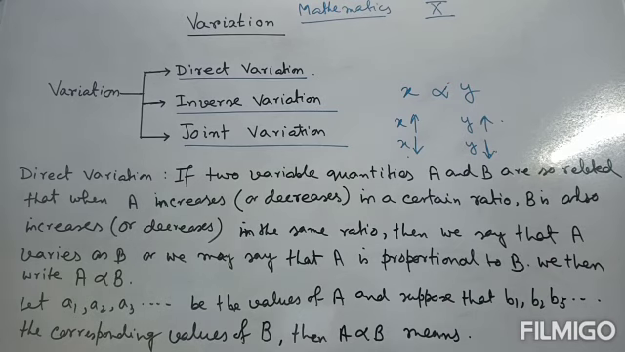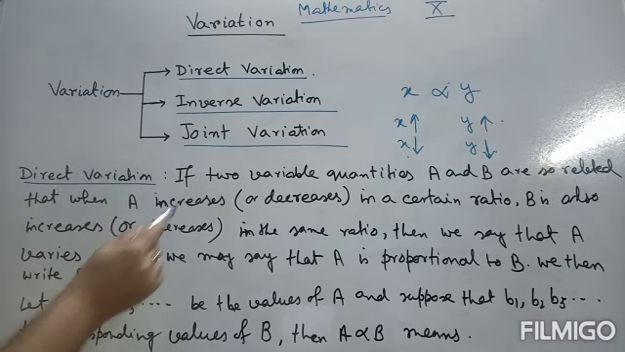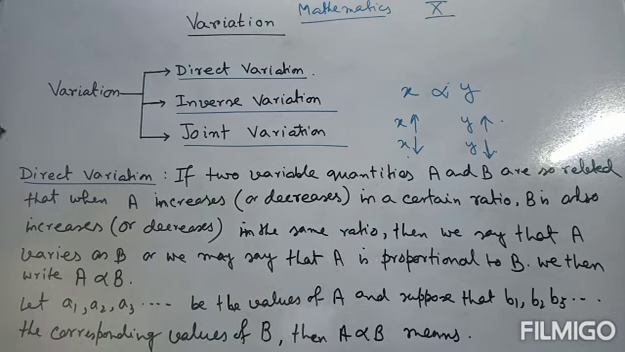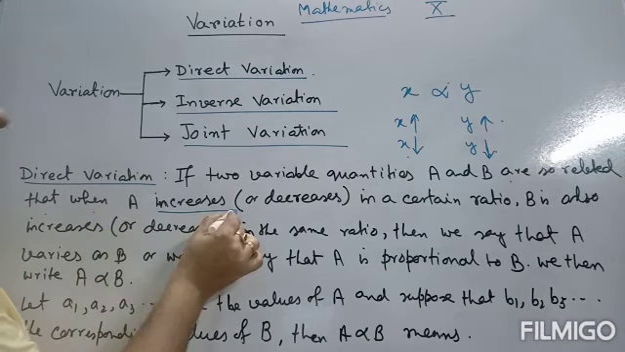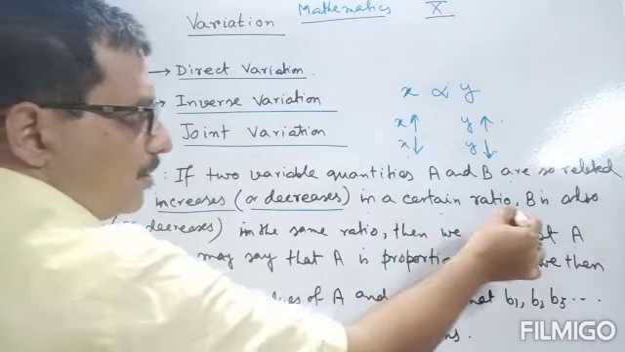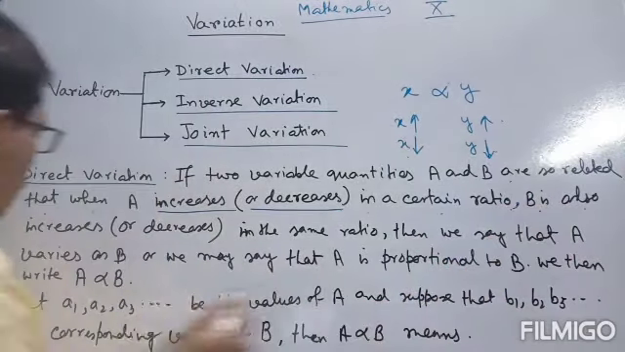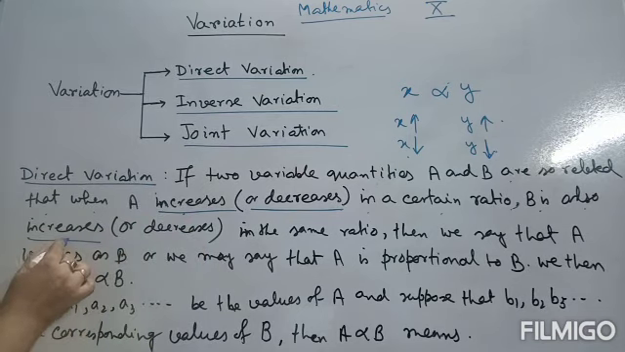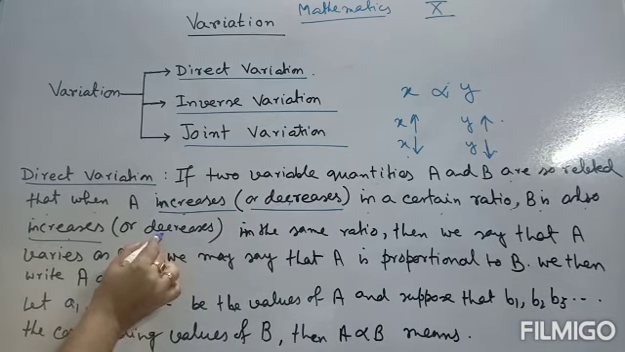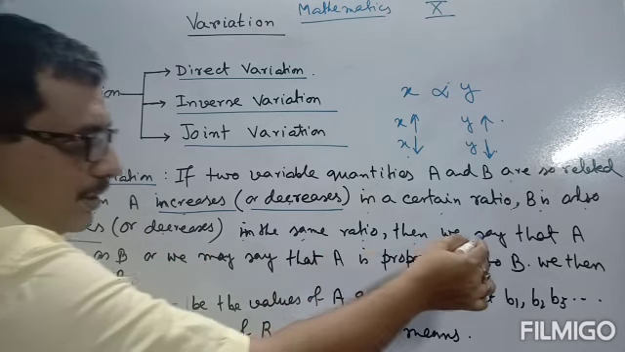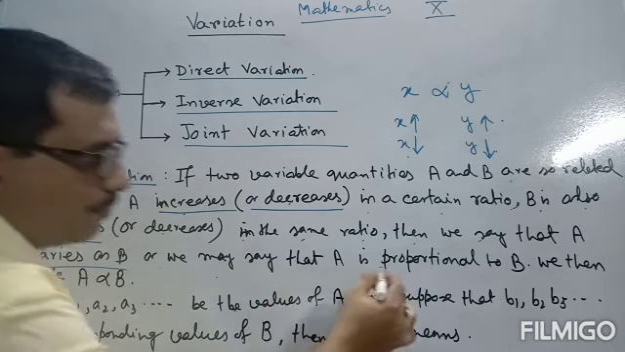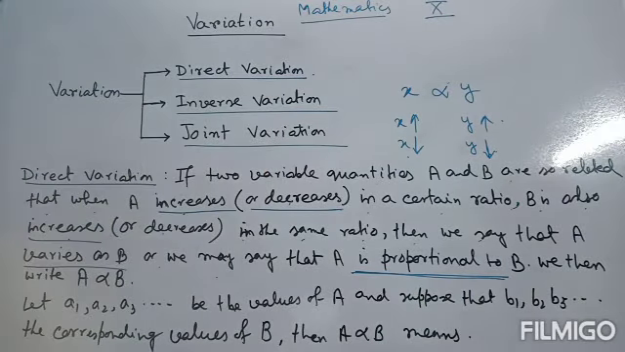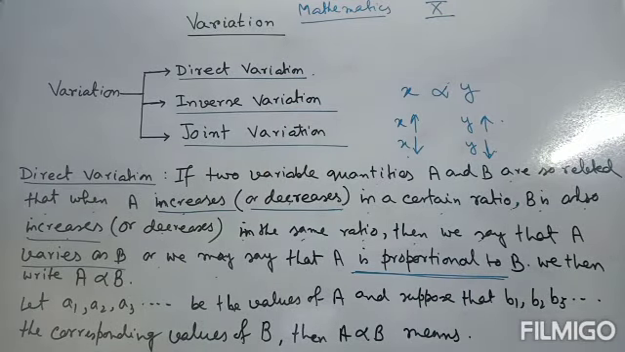Here we write the definition. Direct variation. If two variable quantities, in this case we take not x and y, we take A and B, are so related that when A increases or decreases in a certain ratio, then B also increases or decreases in the same ratio, then we say that A varies as B, or we may say that A is proportional to B. Then we write A varies as B.